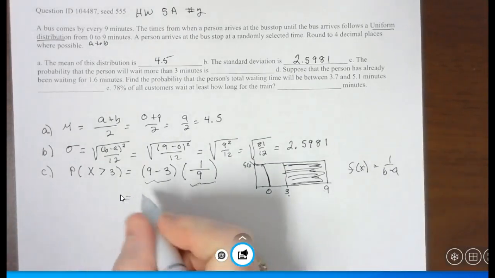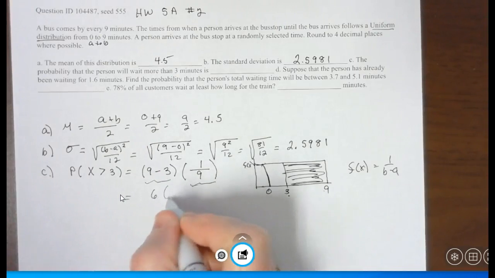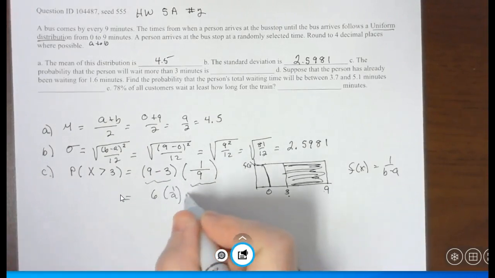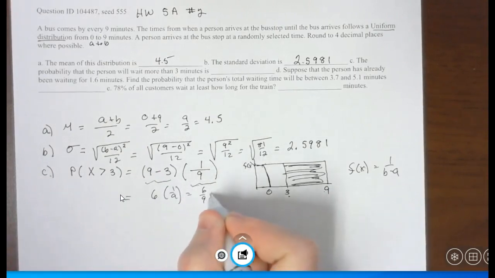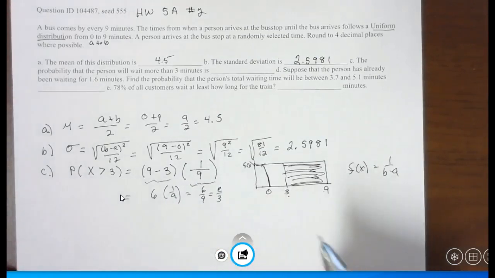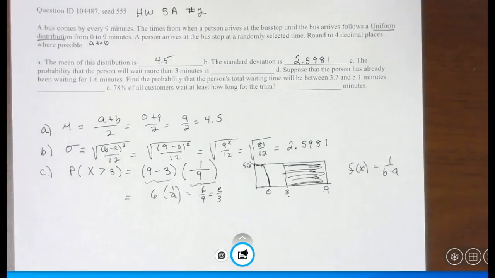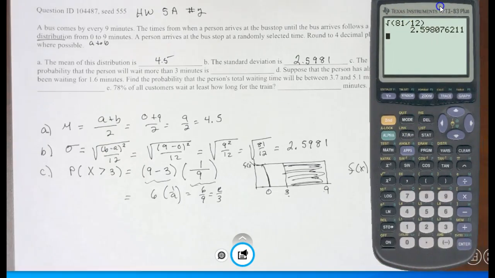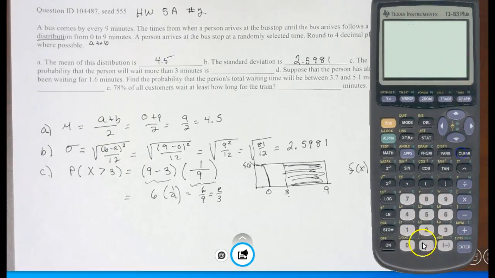And so we just need to calculate this. That's going to be 6 times 1 over 9, which equals 6 over 9. And we can reduce that by 3, which is 2/3. And again, it wants it as a decimal. So we have to think, well, what is 2/3 as a decimal? And you can just use your calculator if you're not sure. And do 2 divided by 3.